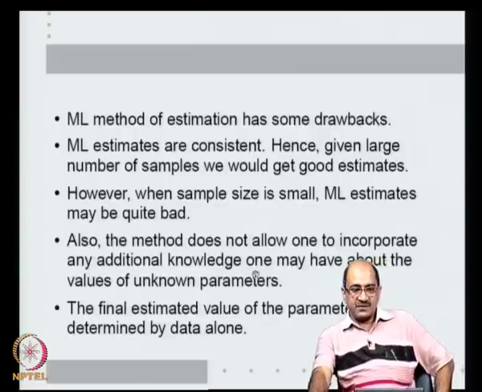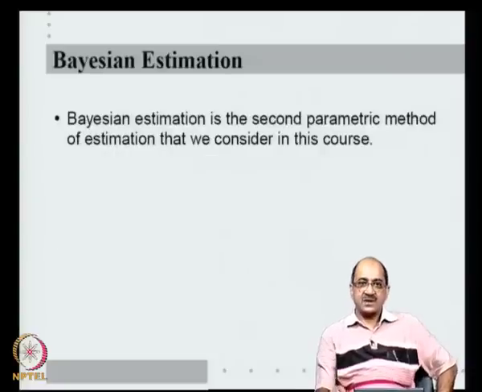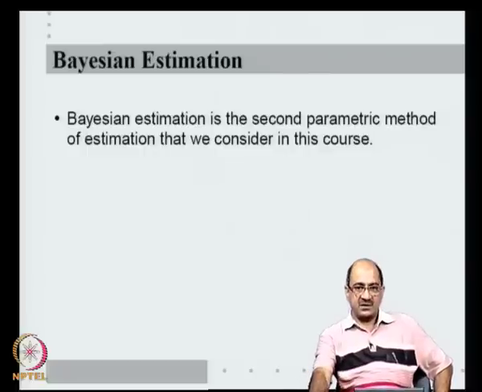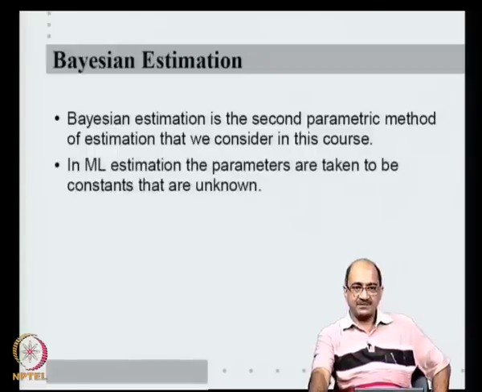This is another method of estimation that we are going to consider, because there are many other methods, but we will consider only 2 methods. So, the second method of estimation that we will consider in this course is called the Bayesian estimation. Okay, it is also a parametric method. To some extent, this actually takes care of some of these problems with ML estimate, so that for small sample sizes, this actually gives you better estimates.